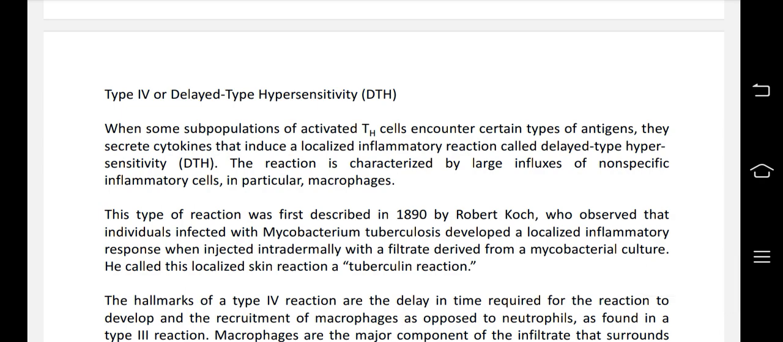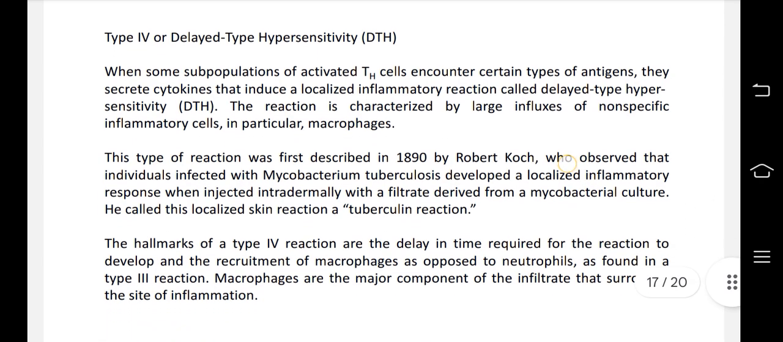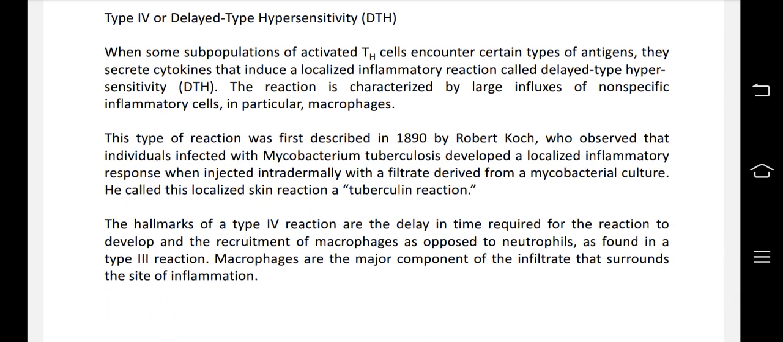Then type 4, or delayed-type hypersensitivity. When some subpopulations of activated Th cells encounter certain types of antigens, they secrete cytokines that induce a localized inflammatory reaction called delayed-type hypersensitivity, or DTH. The reaction is characterized by large influxes of non-specific inflammatory cells, in particular macrophages. This type of reaction was first described in 1890 by Robert Koch, who observed that individuals infected with Mycobacterium tuberculosis developed a localized inflammatory response when injected intradermally with a filtrate derived from a Mycobacterium culture. He called this localized skin reaction a tuberculin reaction.